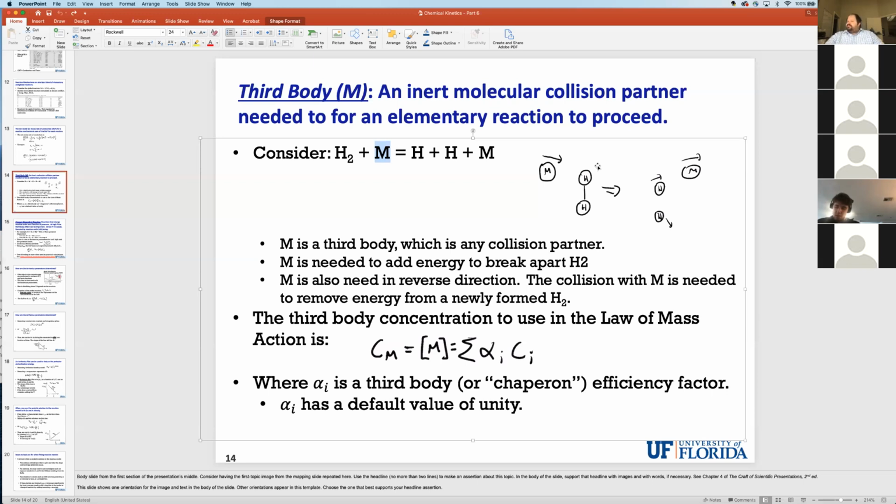Okay, and so you can argue that for a lot of these decomposition type of reactions, where you are breaking apart a molecule into two pieces, presumably by itself, they often need some sort of third body. And the argument can be made that you need the third body in both directions. Okay. So now one thing to note about a third body, it's inert, in that it does not change from one side to the other.